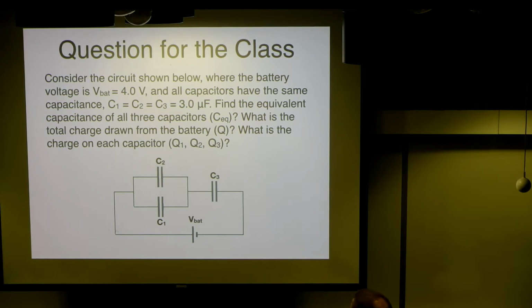But what we haven't worked out yet is what is the total charge which is drawn from the battery? Remember, we call that Q in this notation. And then we also want to find the individual charges on each capacitor, which we're going to label Q1, Q2, and Q3. Okay? So now let's go through the work of finding those charges.